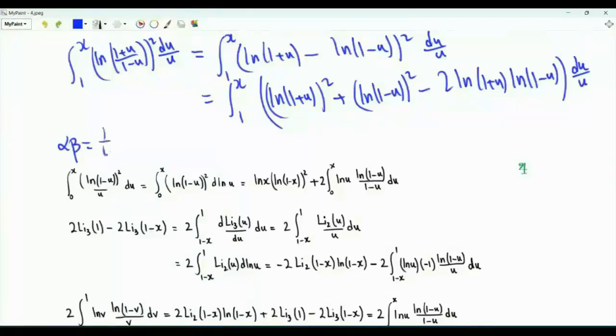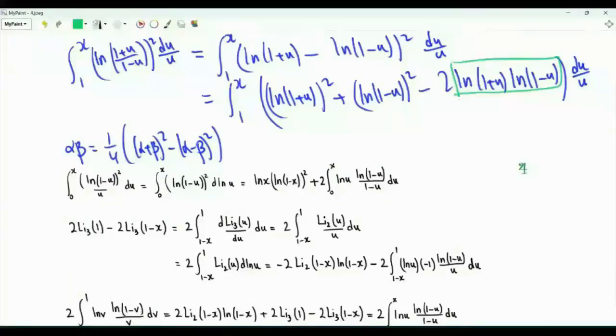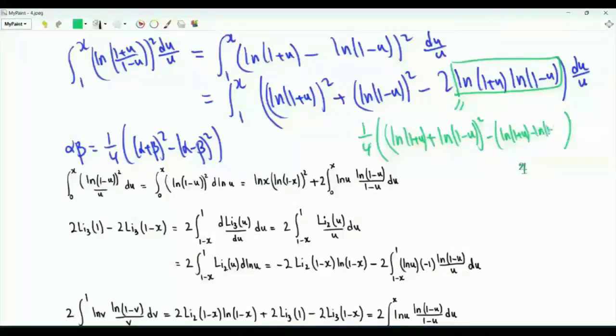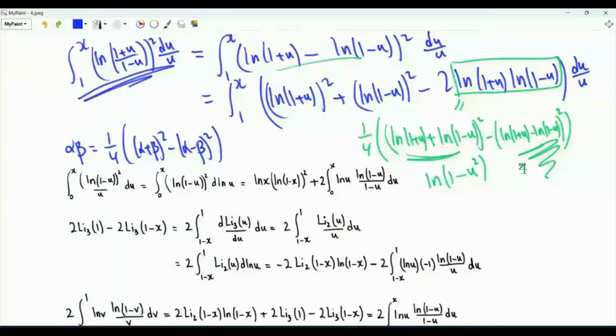Note that alpha beta can be written as 1/4 times (alpha plus beta) squared minus (alpha minus beta) squared. This product here is equal to 1/4 times (ln(1+u) plus ln(1-u)) squared minus (ln(1+u) minus ln(1-u)) squared. This difference of logarithms is what we have, and this sum here is ln(1-u squared). So from this presentation, it seems that this integral to be evaluated needs that we know this integral.